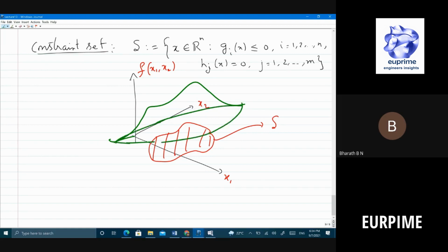Okay, you understood, right? So it's like a tent or something, and you have a set here, right? That's what I have written here. Okay, so now you need to understand 2 things, right?